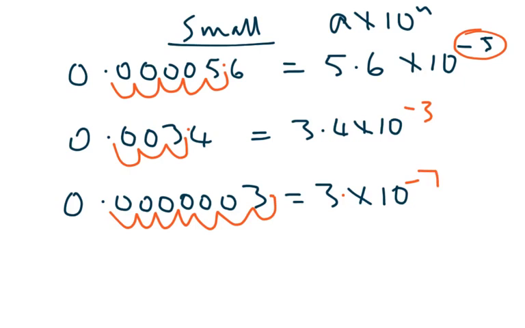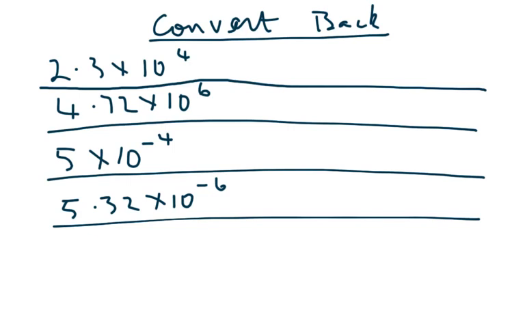You may need to pause and look at this one again, and maybe the large numbers too, to get an idea. I'll give you a bit of practice in a few minutes as well. We need to be able to convert these numbers back as well. So here are a couple of big numbers and a couple of small numbers. So how do we convert them back? Well, we know it's going to be 2, 3, and I'm going to have to move the decimal point forward 4 times.